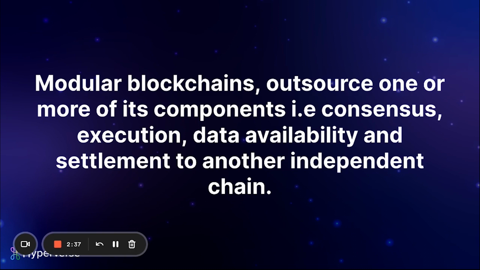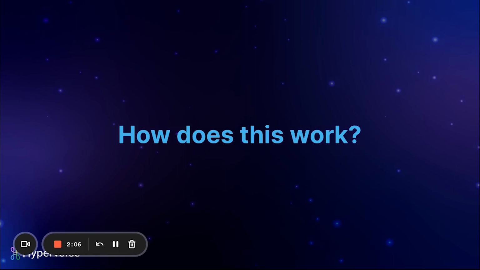And so modular blockchains are blockchains that outsource one or more of its components, so that either the consensus, the execution, the data availability, or settlement goes to another independent chain. And they do this to increase the efficiency of the blockchain by increasing its performance and thus increasing its scalability and allowing it to scale. And so let's look at how this works.